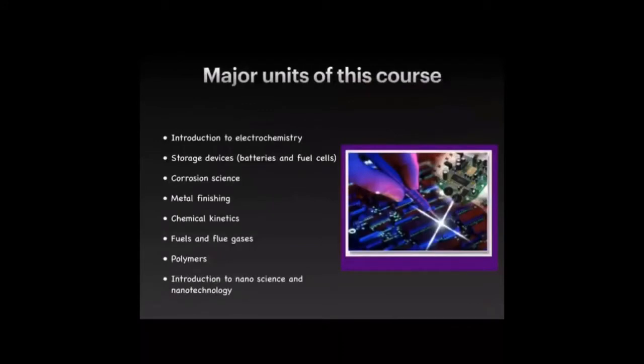The course is divided into 8 different units. They are Introduction to Electrochemistry, Storage Devices, which contains both batteries and fuel cells, Corrosion Science, Metal Finishing, Chemical Kinetics, Fuels and Flue Gases, Polymers, and Introduction to Nanoscience and Nanotechnology.